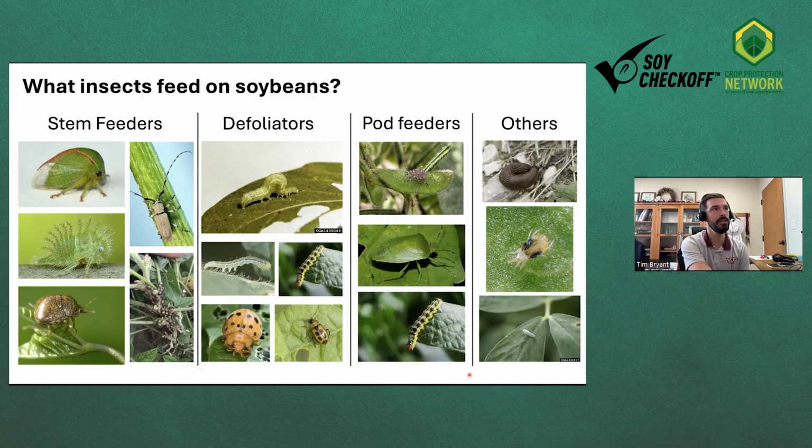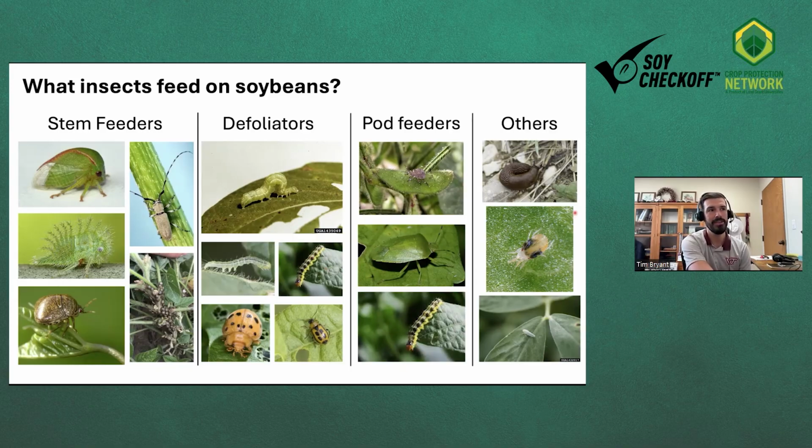Then you have pod feeders. These are things that are feeding directly on the reproductive structures of a soybean plant, and that's stink bugs. Stink bugs feed with a straw-like mouth part, a stylet, and they're feeding directly on the seed. And then corn earworm, which you'll notice is here in the pod feeders, that's the main mechanism of injury that it causes to soybean plants, feeding directly on flowers and pods. But again, it can also be a defoliator in some cases.